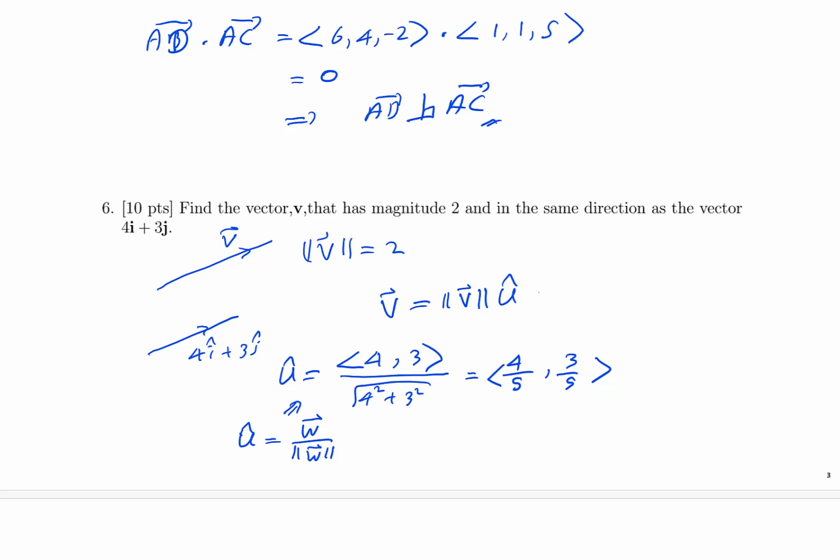So then I can write here the V vector magnitude is 2 because that is the magnitude. Then the unit vector in that direction is 4 over 5, 3 over 5. Therefore, as a final answer, we can say 8 over 5 and 6 over 5. This is the vector V.